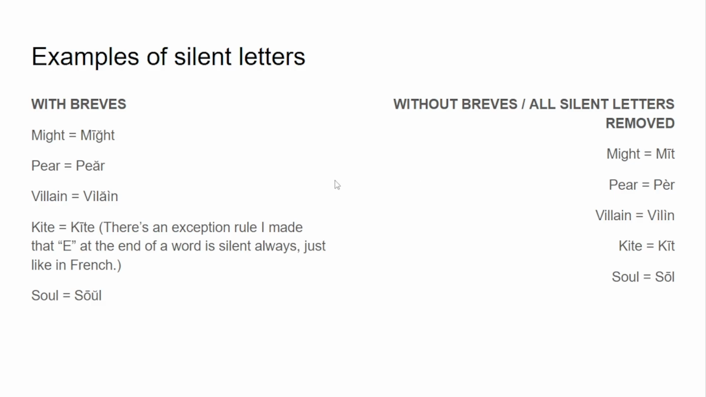Here are some examples of silent letters. So the ones with breves right here: might, you can see the G has a breve. Pair, the A has a breve. Villain has the breve. Now for kite, there is no breve, so I might have put it over here. But anyways, the reason why there's no breve here is because in the last video, I'm pretty sure there was an exception rule I made. That's the E at the end of a word.